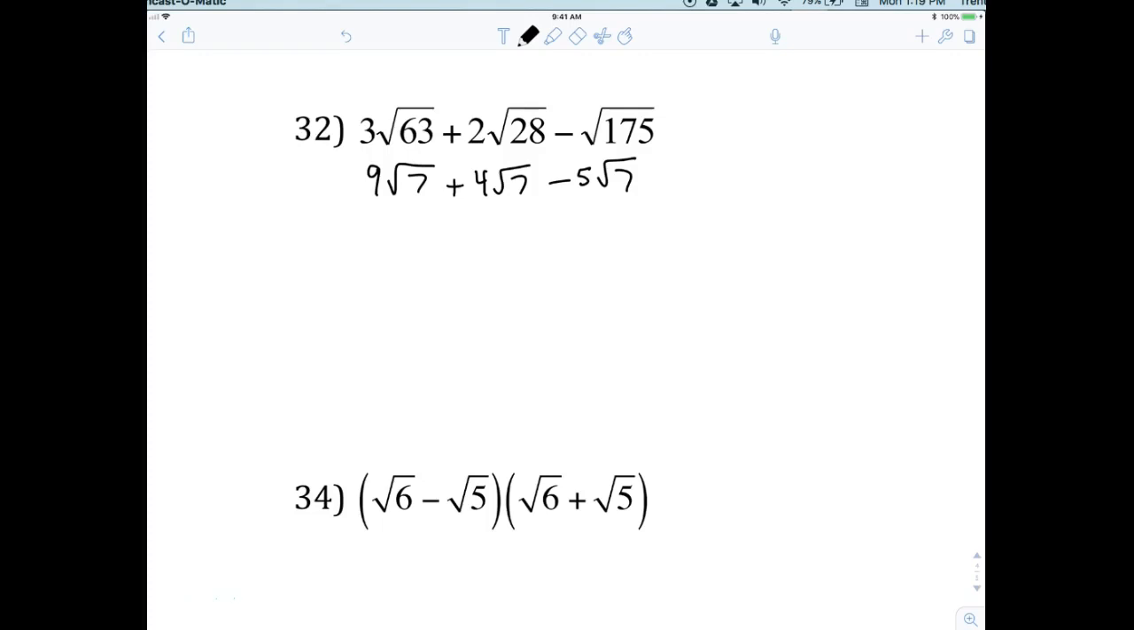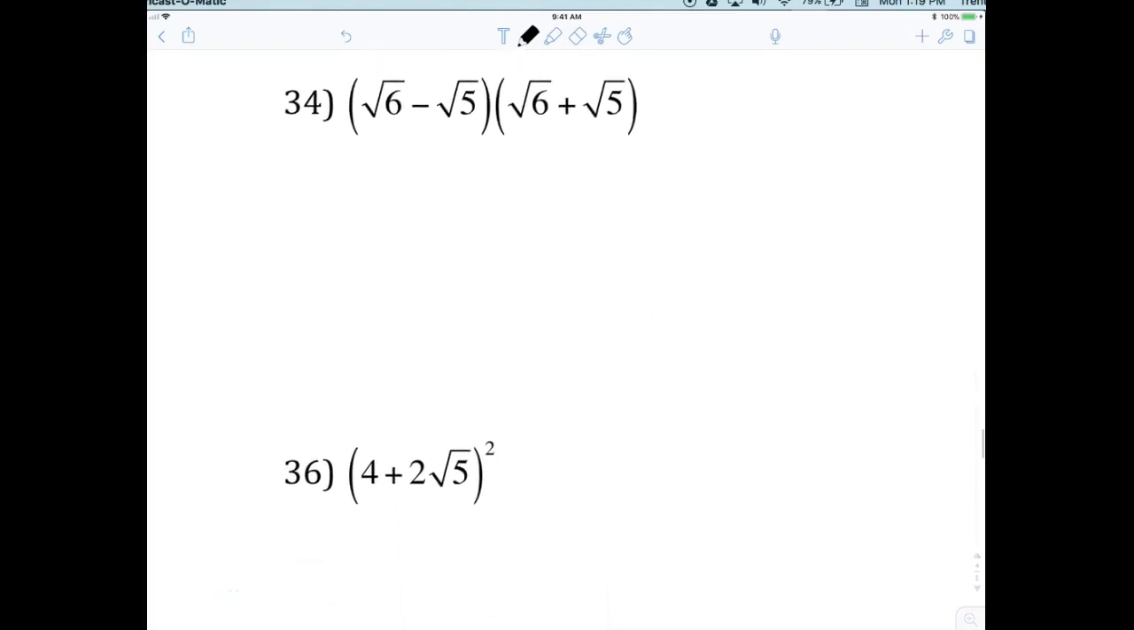13 minus 5 is 8 radical 7. So here we go, 34.